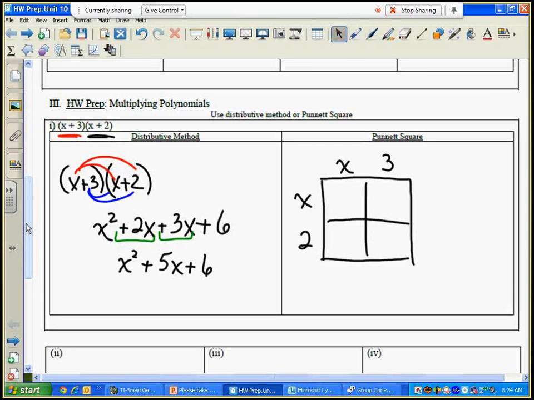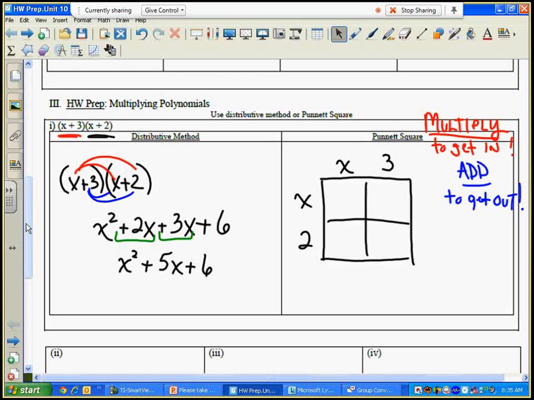Okay. Here's the rule. Write this off to the side. Write multiply to get in. Then write add to get out. So to get into the box, we've got to multiply. To get out of the box, we've got to add. Okay. Now what you're going to see with the structure on the right side is going to be very similar to what we just did with the distributive method.